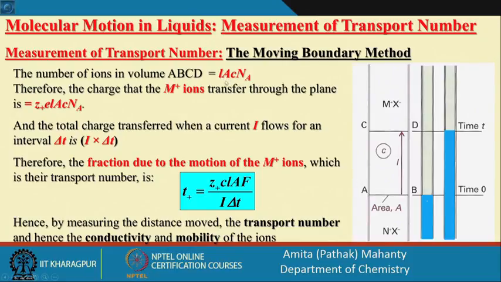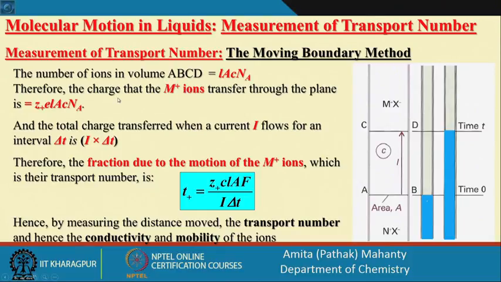Okay. Therefore, the charge that M plus ions transfer through the plane is going to be, now we are looking into the charge which is going to be transferred. It is going to be a positive charge, Z plus into e. Ze is going to be the charge. Okay. So, Ze into the total number of ions present in the solution will be the charge associated with the M plus ions, and Z should be positive because we are looking into the positive ions.